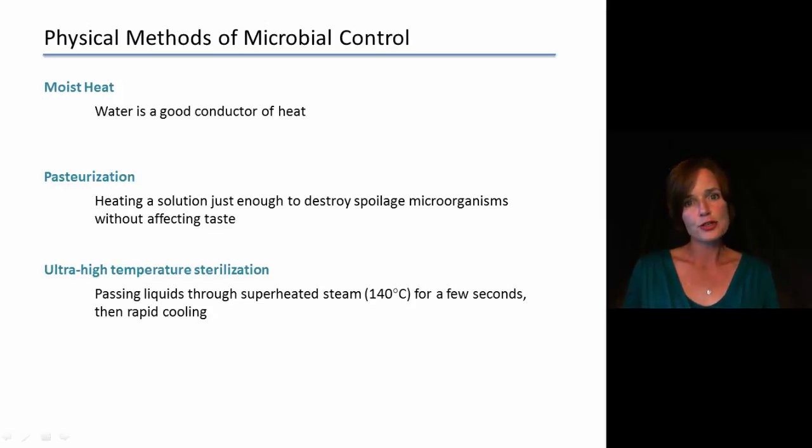Ultra high temperature sterilization basically takes liquids, heats them up really fast, and then cools them off really fast. When we're talking about this, we are passing liquids through superheated steam, typically around 140 degrees Celsius, but we're just doing it for a few seconds. Again, the reason for this is that we don't want to break down the product that we're trying to sterilize. And then we do cool it off very fast.